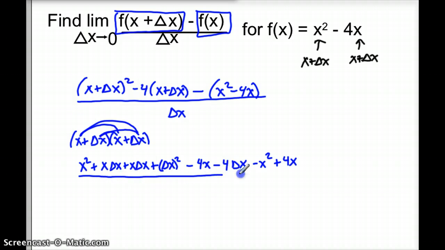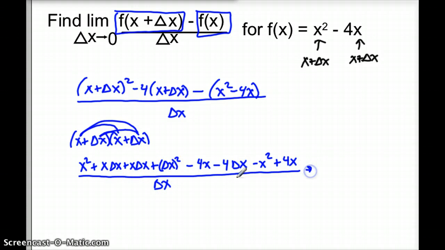The good thing is that this form of f of x plus delta x minus f of x over delta x, we're going to be using it a lot. So we're always going to have this minus sign here, and then if our function has a minus in it, we'll always have that. We're going to be doing the same thing over and over again until we get it right.